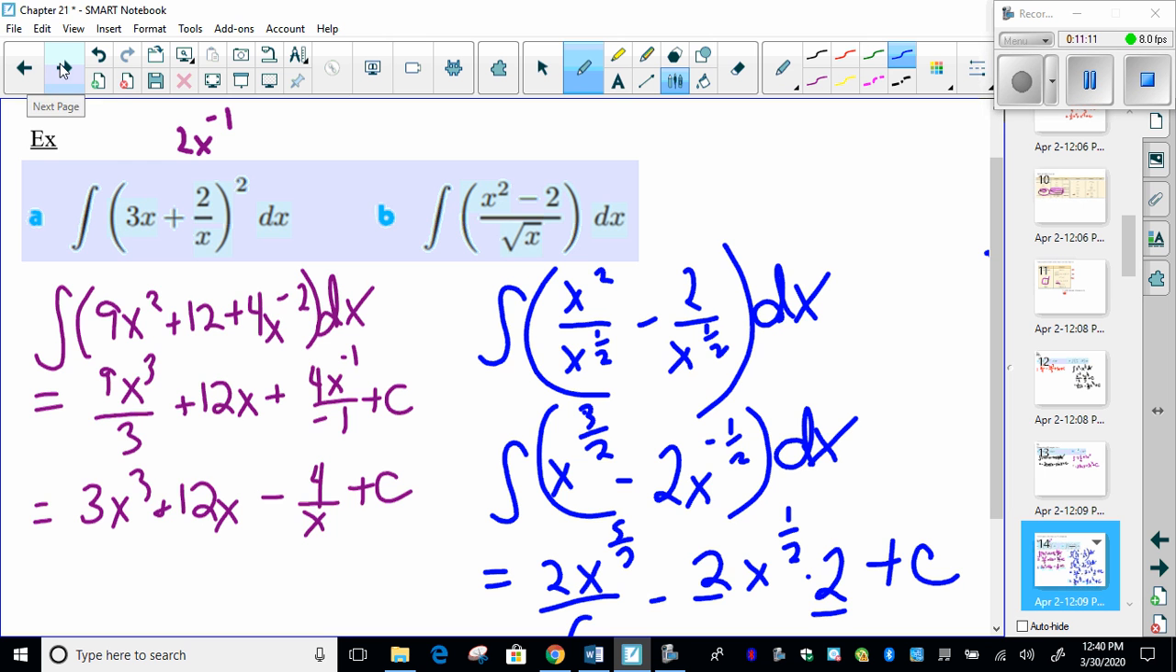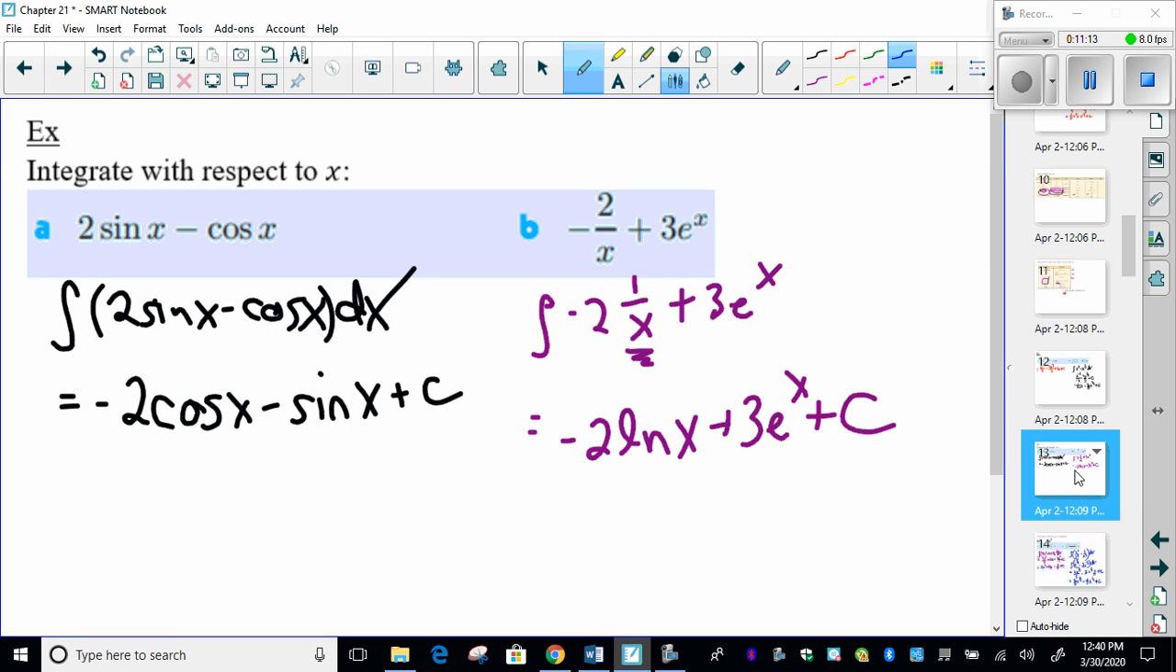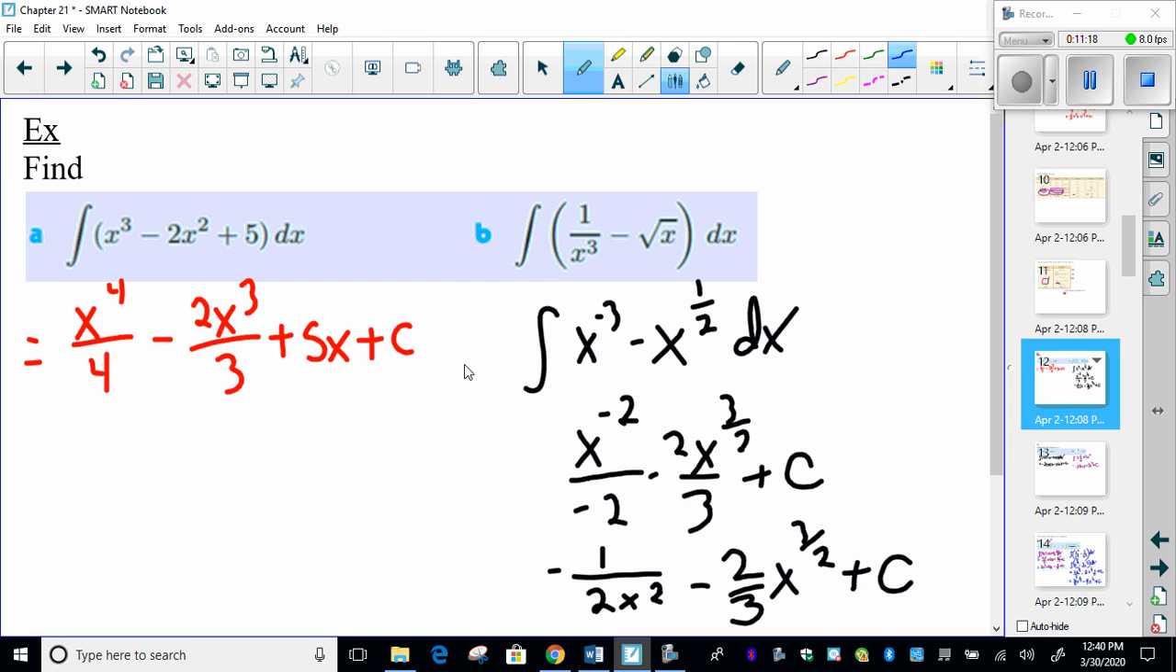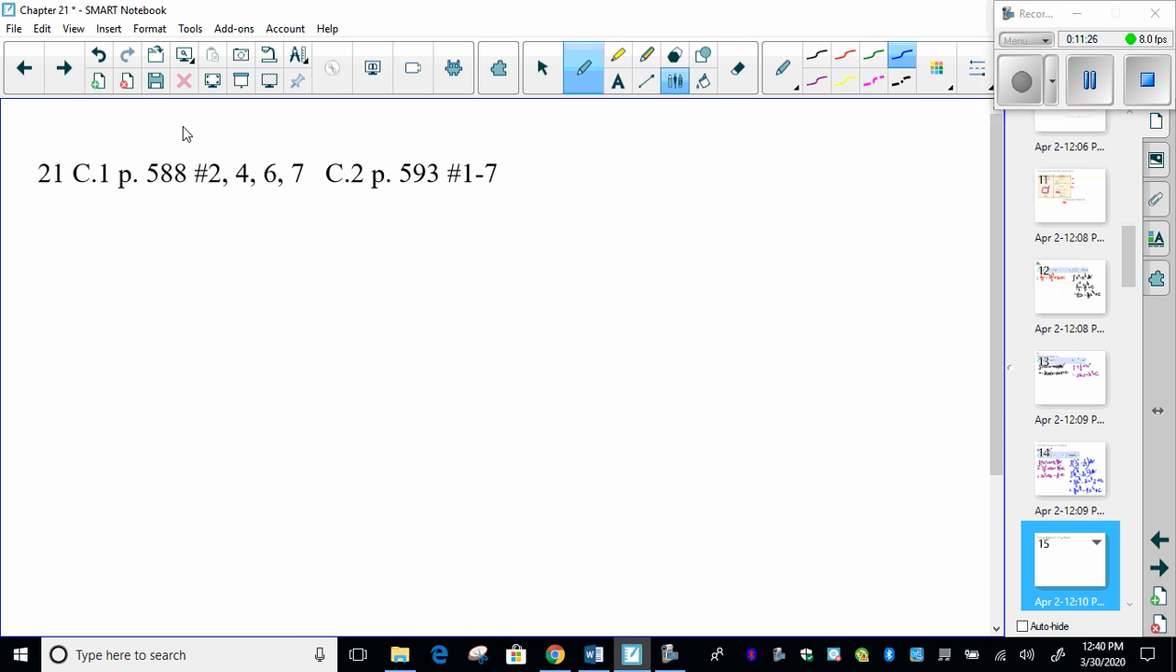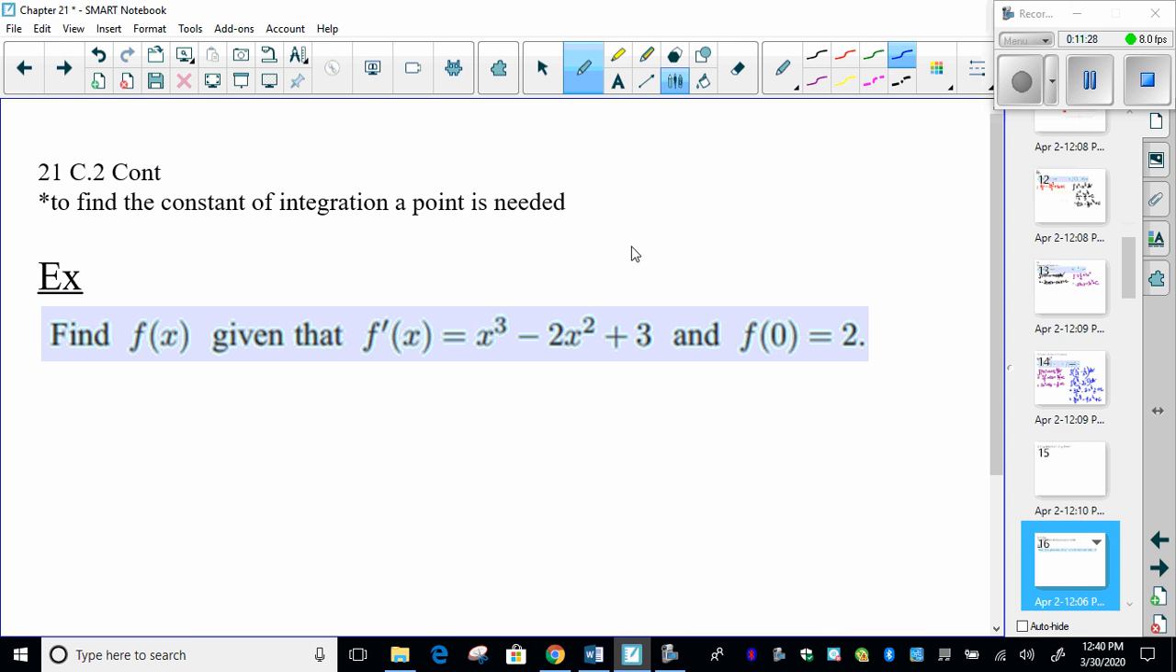So the last part is, all of these have plus c's, plus c, plus c, plus c. How do we solve for that plus c? So I'm trying to figure out what my function is. That's the antiderivative of each of these. In order to find it, we need a coordinate point. We need a physical point.